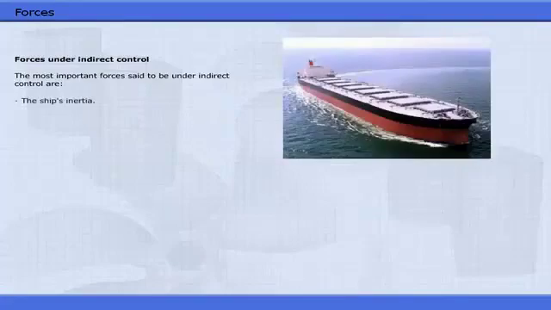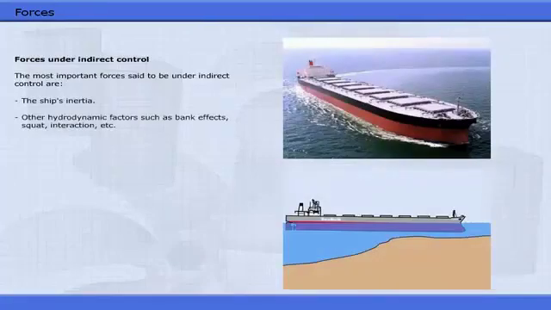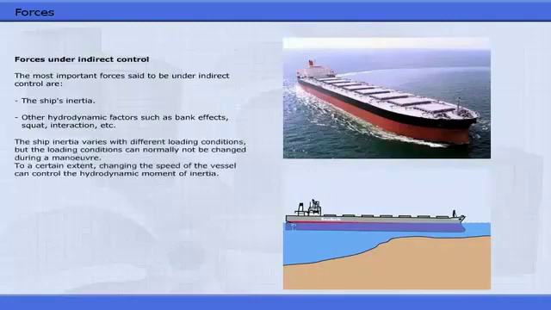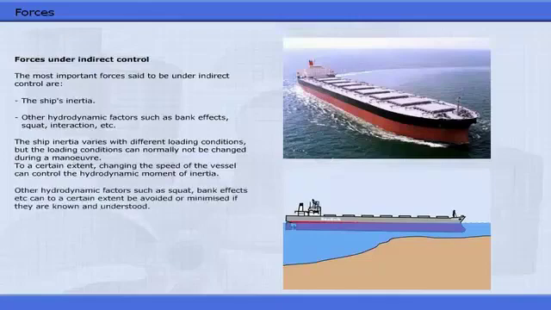The most important forces said to be under indirect control are the ship's inertia and other hydrodynamic factors such as bank effects, squat, interaction, etc. The ship inertia varies with different loading conditions, but the loading conditions can normally not be changed during a maneuver. To a certain extent, changing the speed of the vessel can control the hydrodynamic moment of inertia. Other hydrodynamic factors, such as squat, bank effects, etc., can to a certain extent be avoided or minimized if they are known and understood.